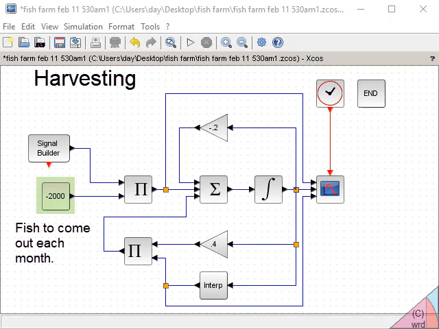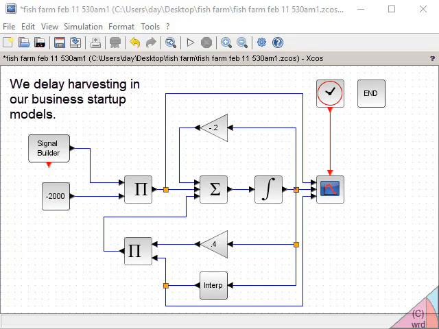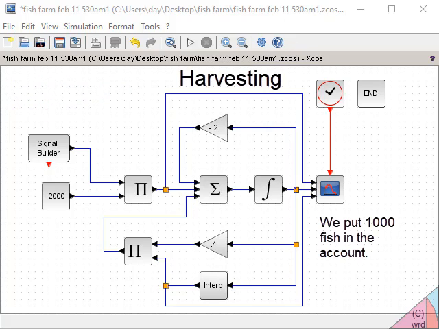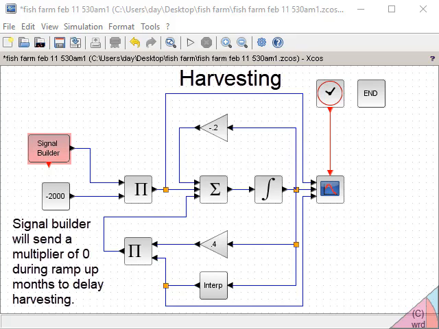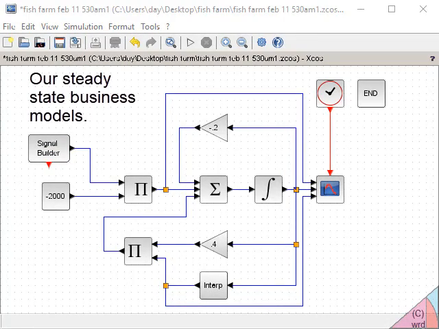In the constant block, I can quote the number of fish being removed for sale each month. In our business startup versions of the demo, we will delay harvesting while the fish population builds up. We buy 1,000 fish and leave them alone for some months. We delay harvesting by having Signal Builder multiply the harvesting rate by 0 during the ramp-up period. Now we are ready to run.